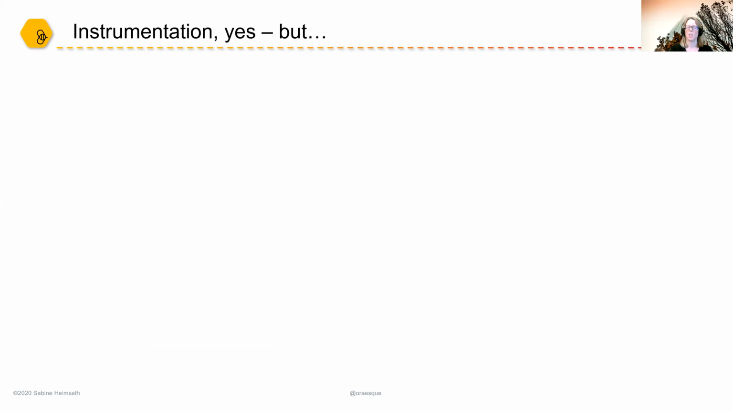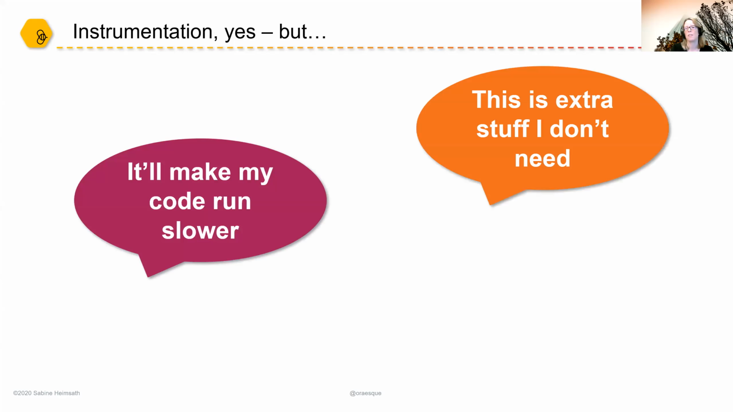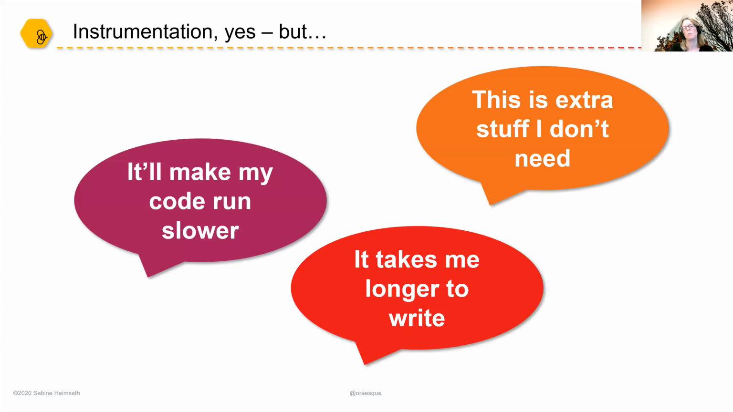So just imagine you are convinced you have to do instrumentation and you're telling your colleagues about it. You're fully motivated, and then your colleagues start with, it'll make my code run slower, or this is extra stuff I don't need, or but it will take longer to write. Well, yes, but another but to the but.